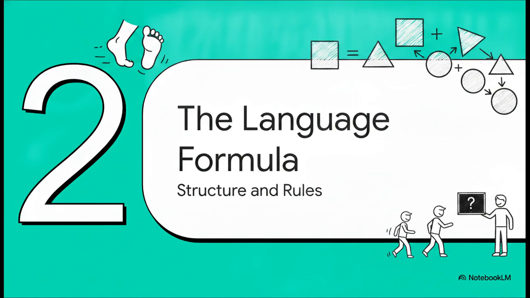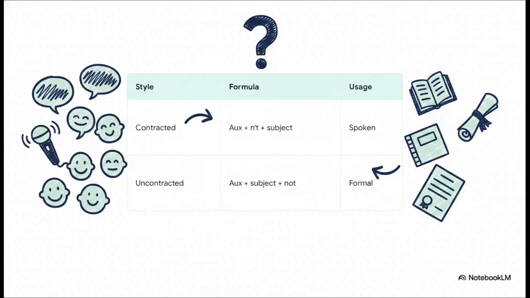Section 2. The language formula. Okay, before we can run, we have to know how to walk. So let's look at the mathematical structure of the grammar itself. Now, what's really interesting here is that there isn't just one way to form a negative question. There are two distinct formulas, and choosing the right one is absolutely crucial. The first style is the contracted form. The formula is super simple. It's the auxiliary verb plus n't plus the subject. This is the one you're going to use like 99% of the time in common spoken English.